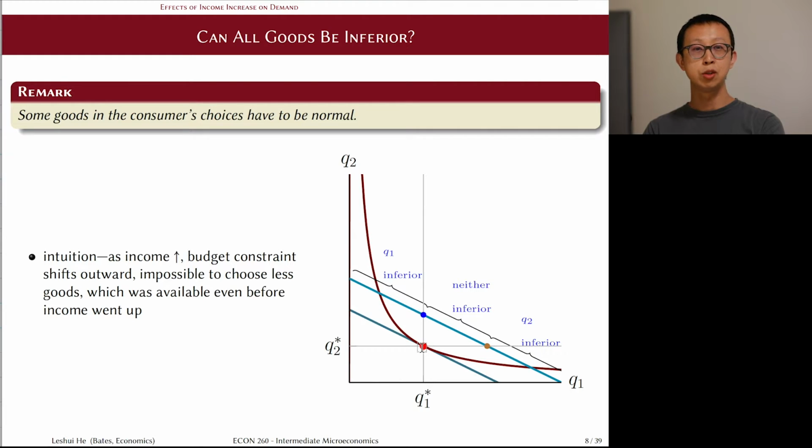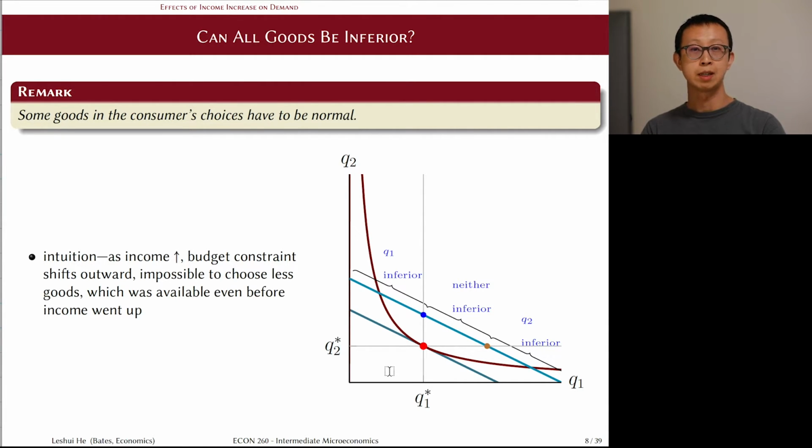This would mean that the new optimal consumption bundle will actually lie below this red point, to the left of Q1 star and below Q2 star. Then it will mean that certainly the new consumption bundle wouldn't be on the budget constraint. And that certainly is a contradiction to something we know has to hold true. And therefore it is impossible for both goods to be inferior.